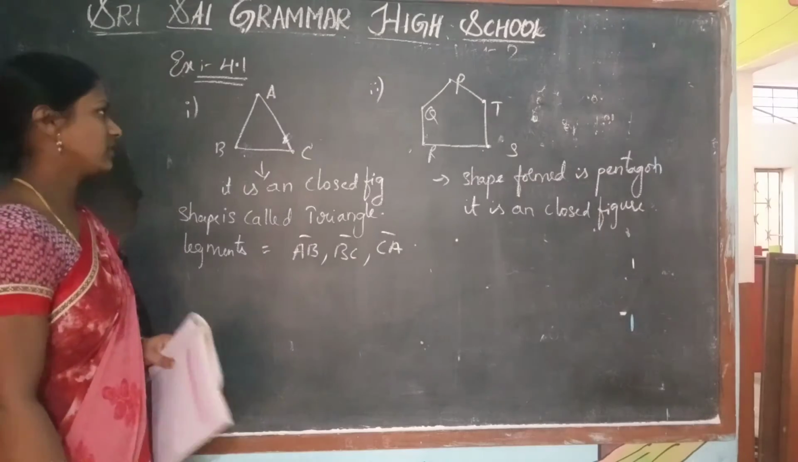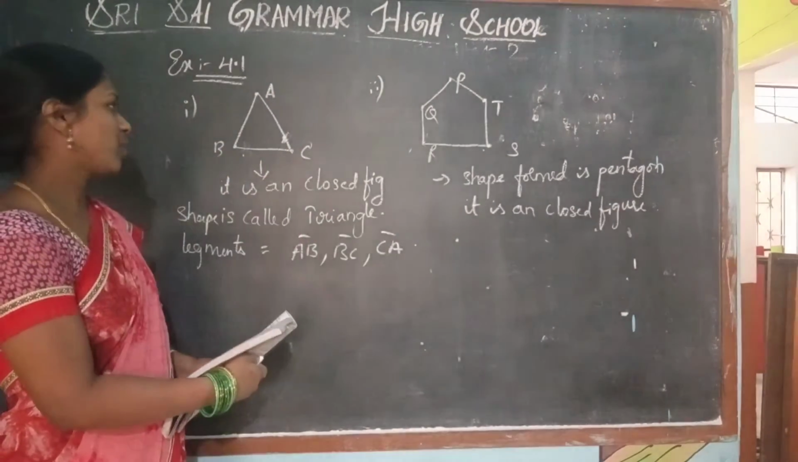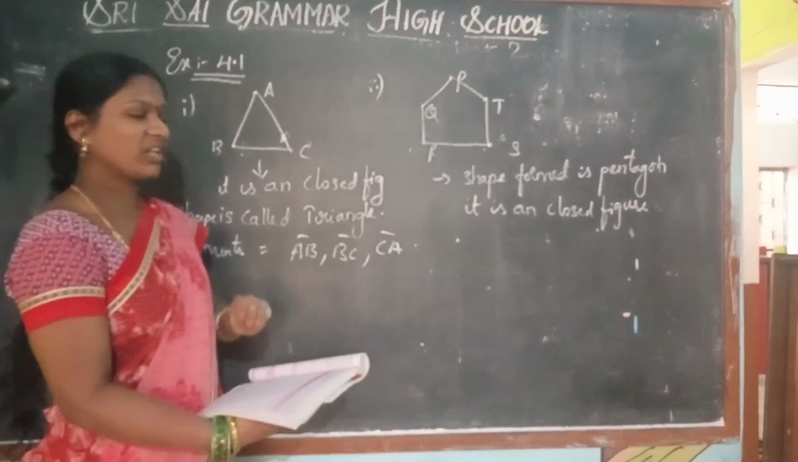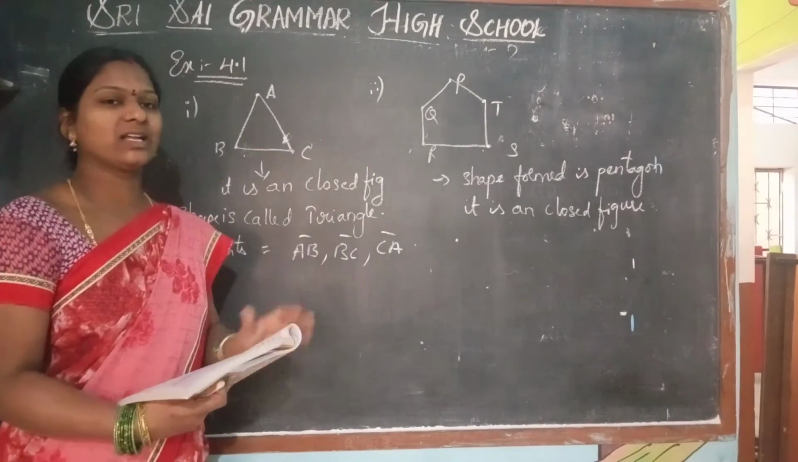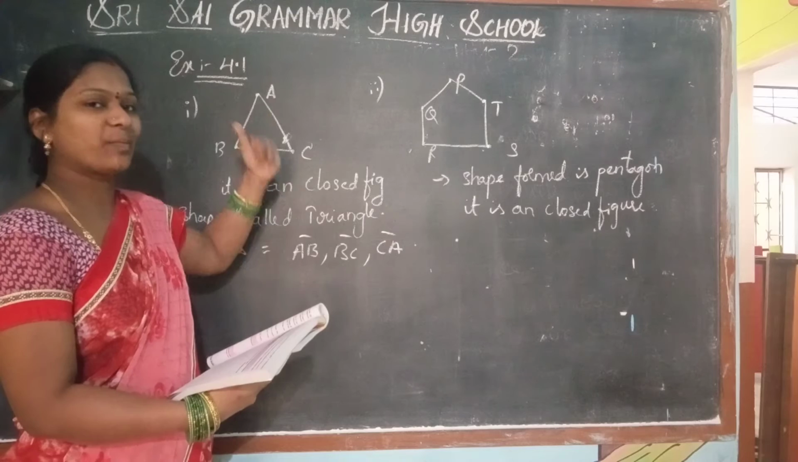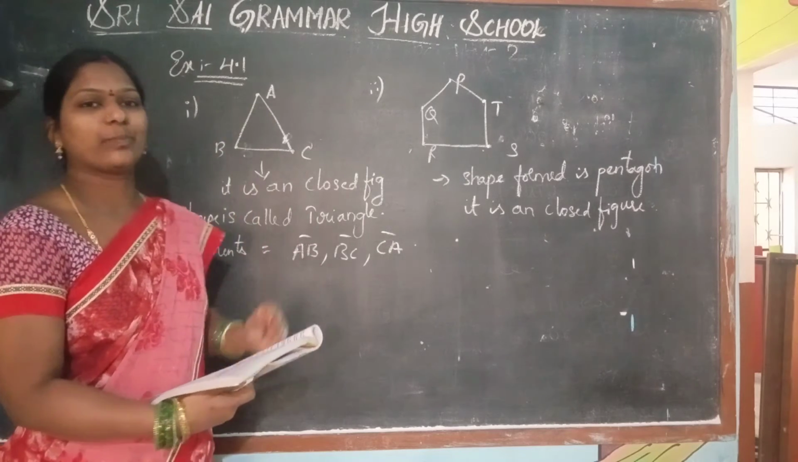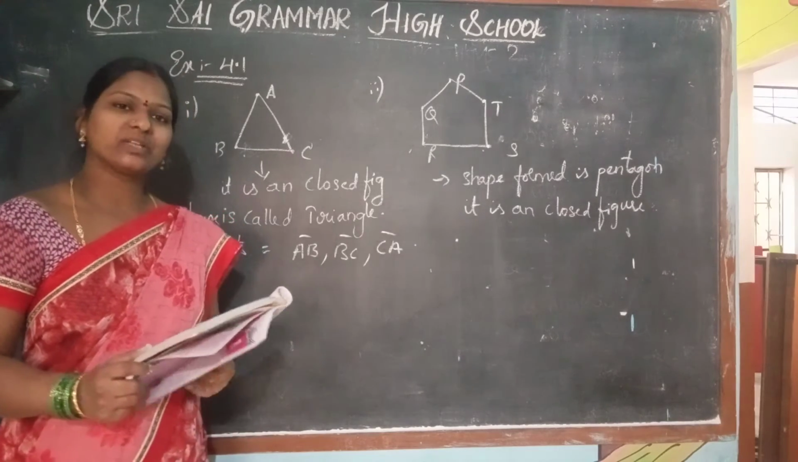And how many points? 3 points, A, B, C are points. And how many sides? 1, 2, 3. 3 sides. Understood. In the same way, this also. After joining, we will be getting it like this. And from this, how many line segments, how many points, how many corners we can represent, what type of triangle, what type of shape is formed.